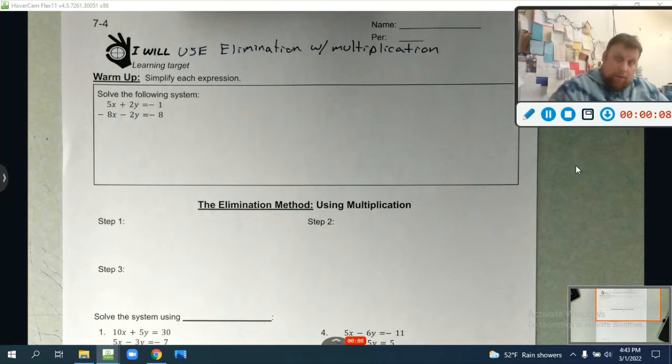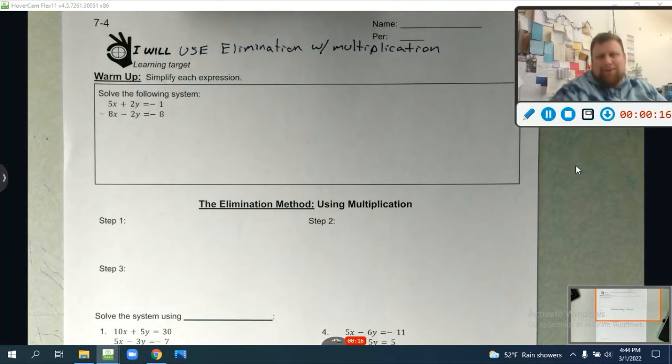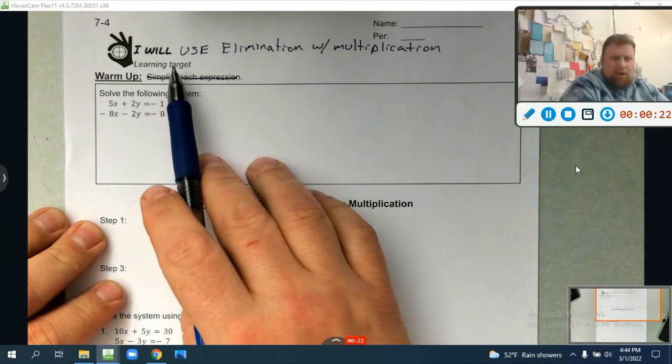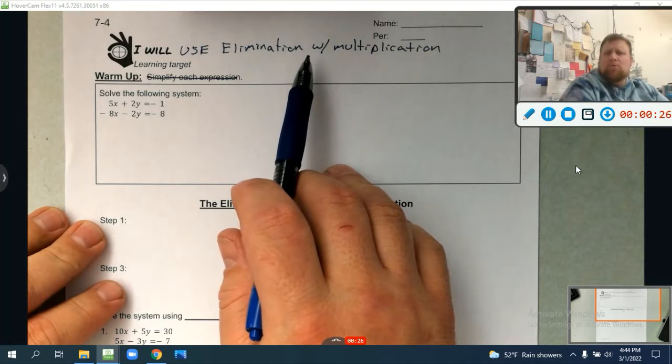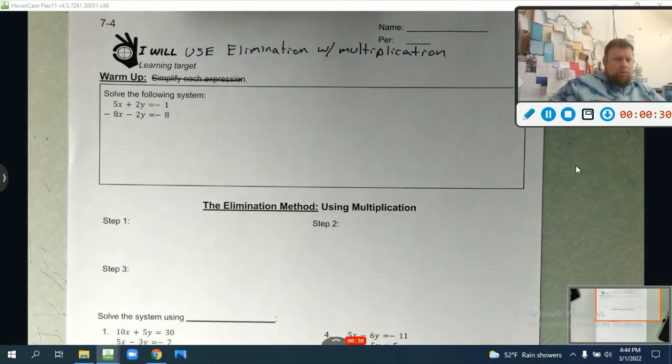All right, we're ready. So this is the warm-up. Simplify each expression. Yeah, I should have erased that. That's from before. I just forgot to erase that. Solve the following systems. That's what it should say. And don't forget today's learning target, which is: I will use elimination with multiplication. Dangerous. Go ahead and solve the system. You should be able to do it with just your normal garden variety elimination.